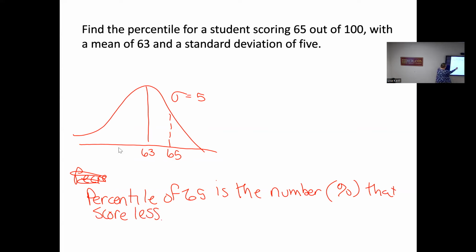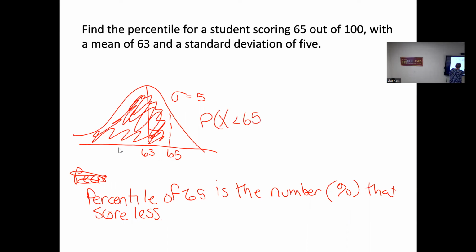So the percentile would be this area under the curve. What's the probability that someone scores less than 65? Well, that would be the percentile of that score, 65. So we're looking for the probability that someone scores less than 65. Now I figured bigger than 65, right? So less than 65 is 1 minus that. Or you can use your calculator. It's a normal.